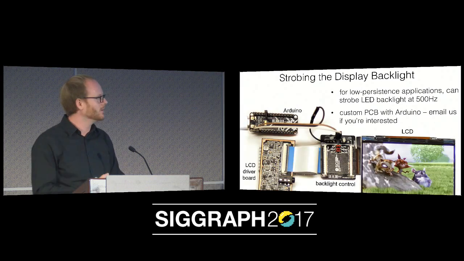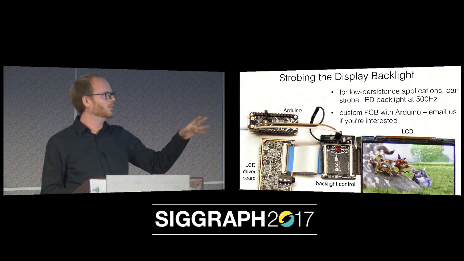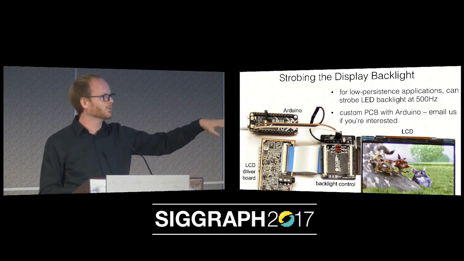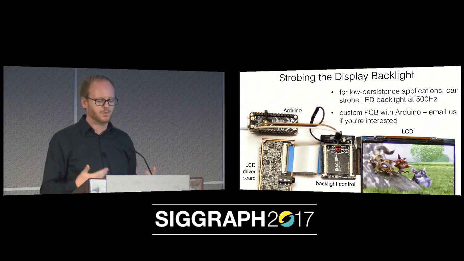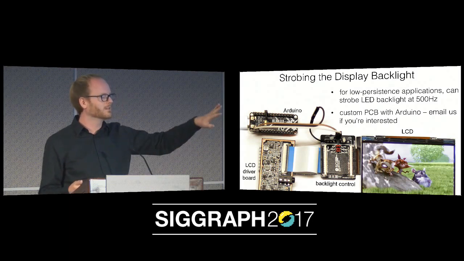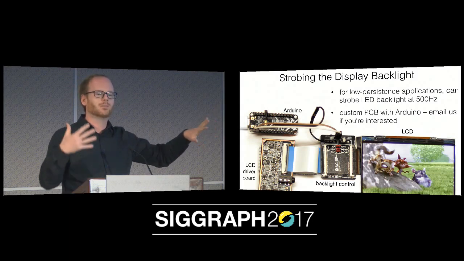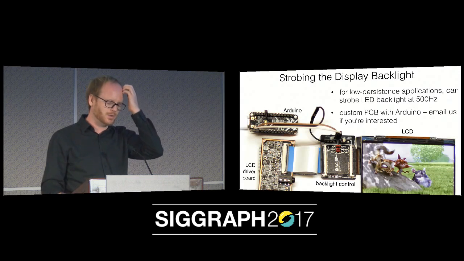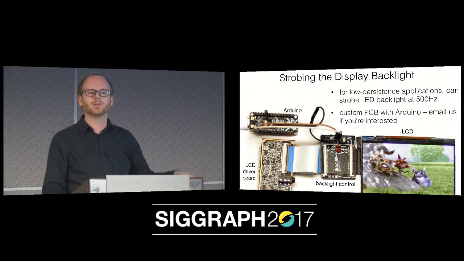We've actually done a lot of modifications to this, too. One of my TAs built a custom PCB that we can use to intercept the signal between the driver board and the LCD so we can strobe the backlight. Remember that the LCD switches at about 60 hertz, but the LED backlight can actually strobe at much higher rates. So if you want to play around with persistence or other options, you can do that with the PCB, and we'd be happy to share the design files for all of this too.